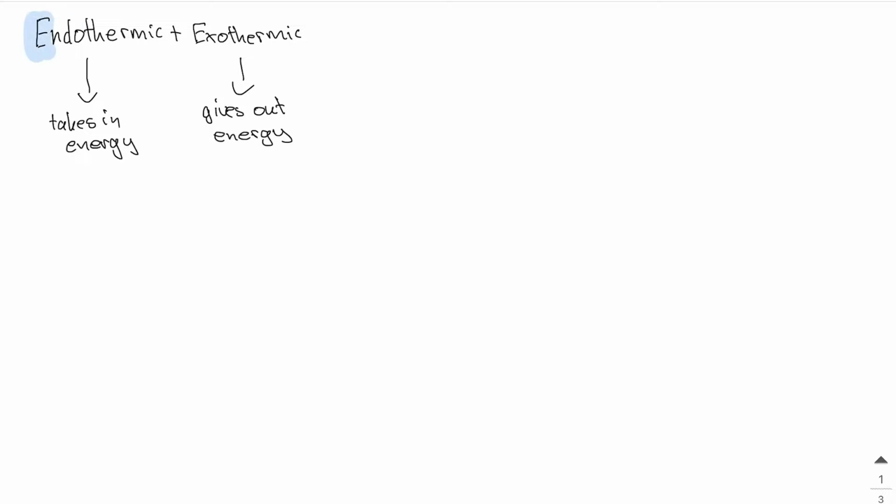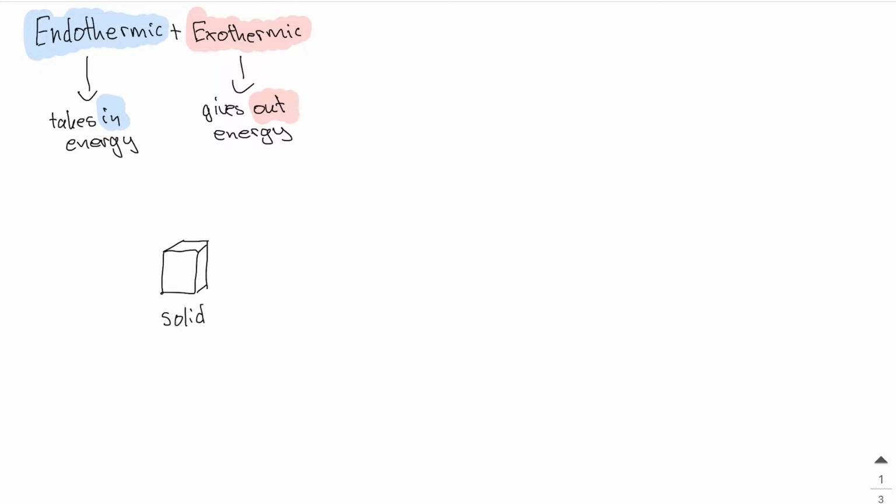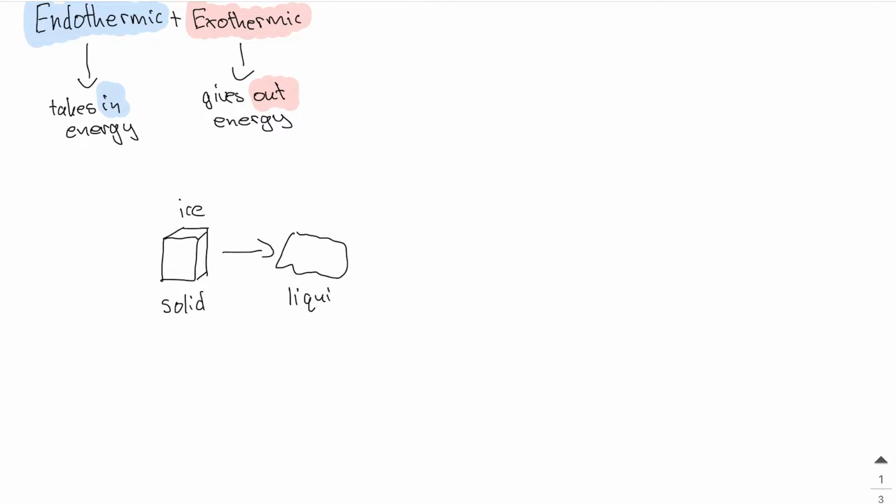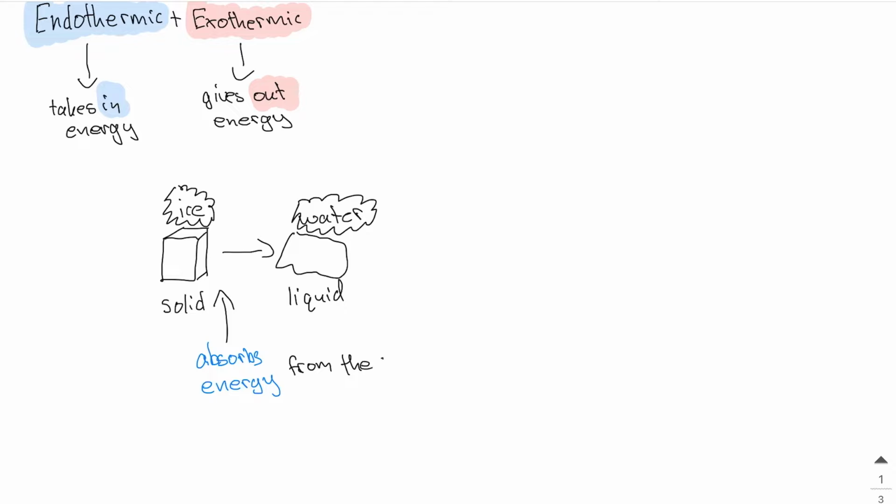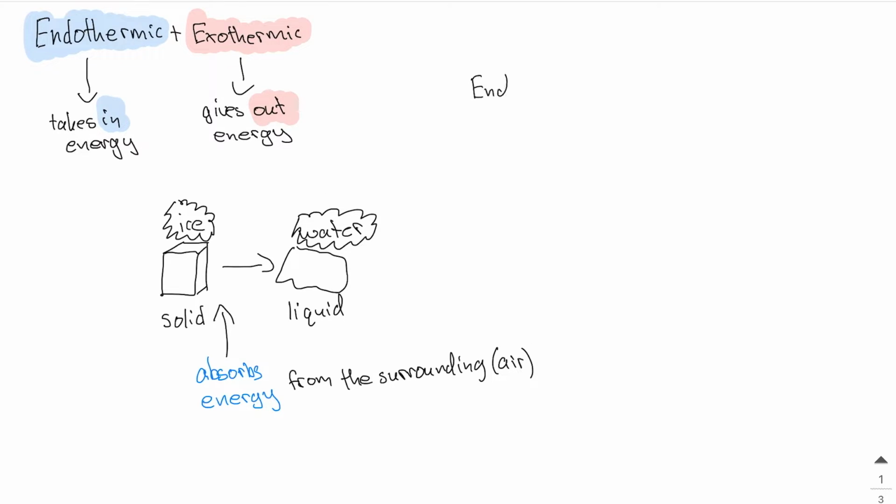So to give you an example, let's take an endothermic reaction. We have a solid ice cube, and this solid ice cube will melt into a liquid, which is water. So in this reaction, the ice cube absorbs energy from the surrounding, which in this case is air. In an endothermic reaction, the surrounding temperature decreases.